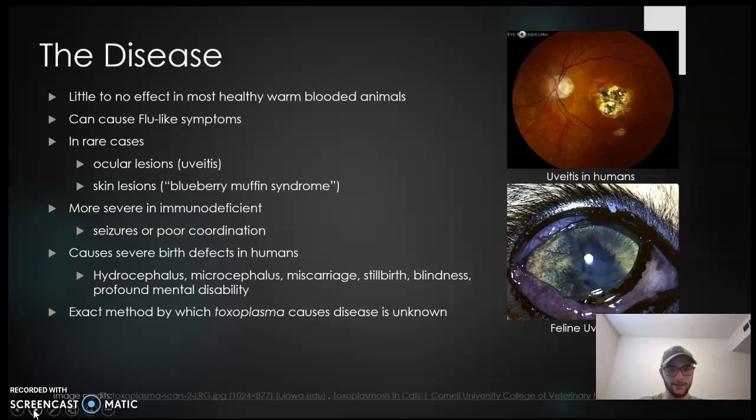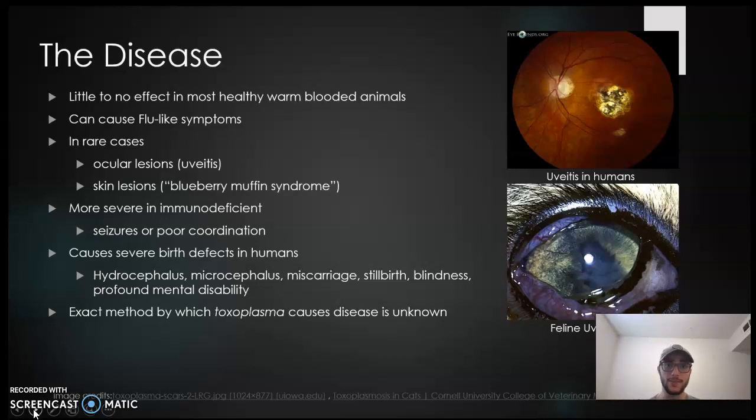In non-congenital cases, it can look like a rash. It can look like chickenpox. In congenital cases, so in infants, it can often produce blueberry muffin syndrome, where the lesions are small, round, and blue, so the skin looks like a blueberry muffin. And all of these symptoms are more severe in the immunodeficient, so HIV and AIDS patients.